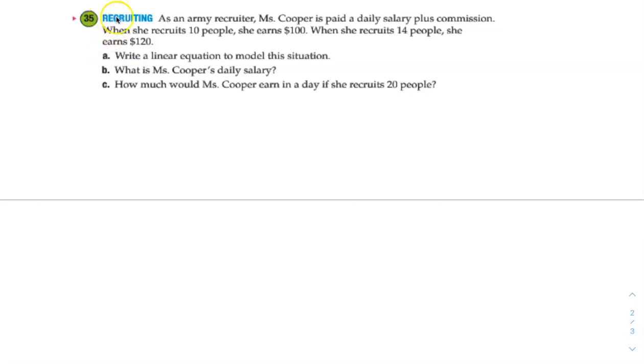Last one, 35, recruiting. As an Army recruiter, Mrs. Cooper is paid a daily salary plus commission. When she recruits 10 people, she earns $100. When she recruits 14 people, she earns $120. Write a linear equation to model the situation. So they want a linear equation. So I always think this. I think linear equation.